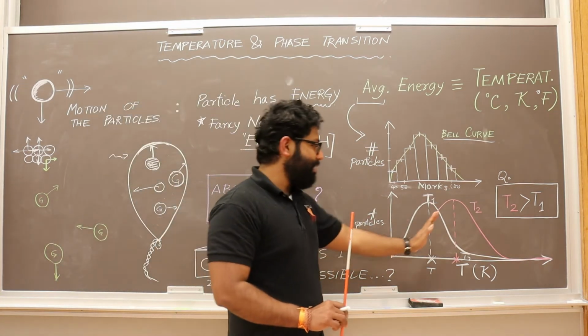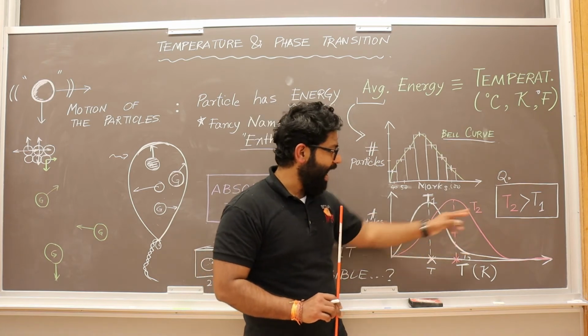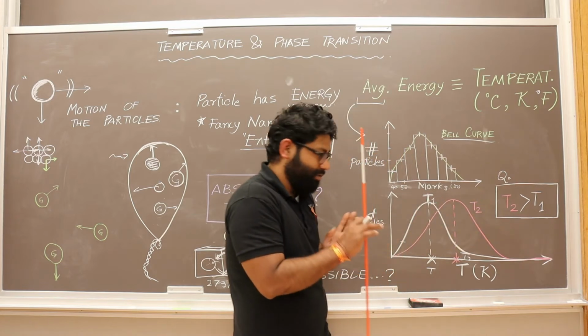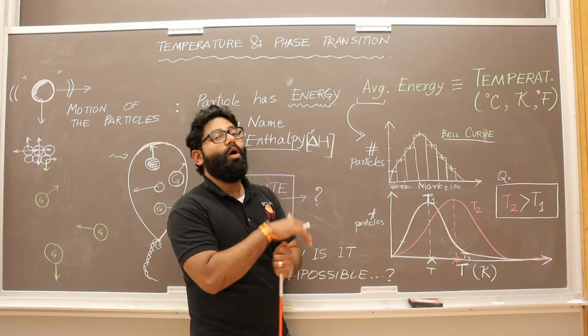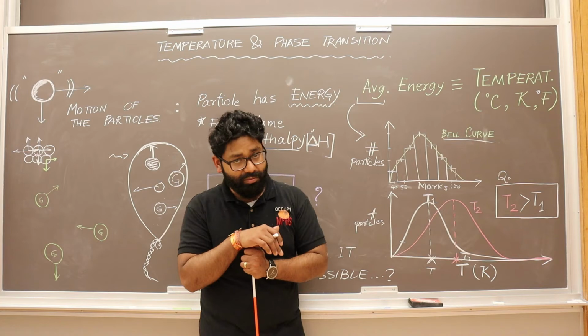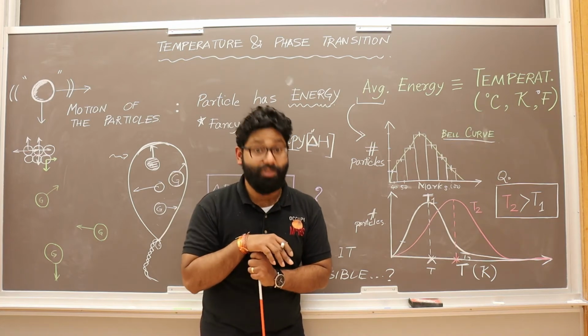The average shifts to higher numbers, and that is why when you have higher temperatures, the bell curve shifts towards higher temperatures, the average shifts. That does not mean that all the particles in that system have the temperature T2. That means that the average of that whole system is T2, right?